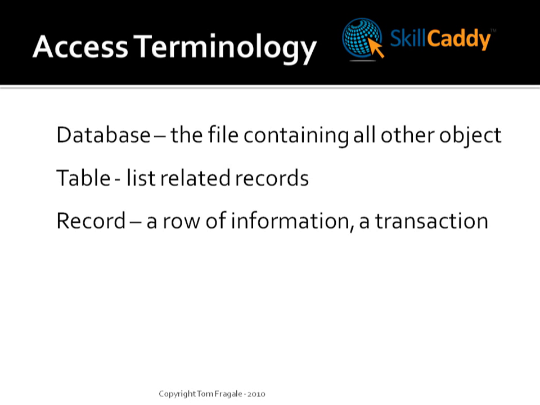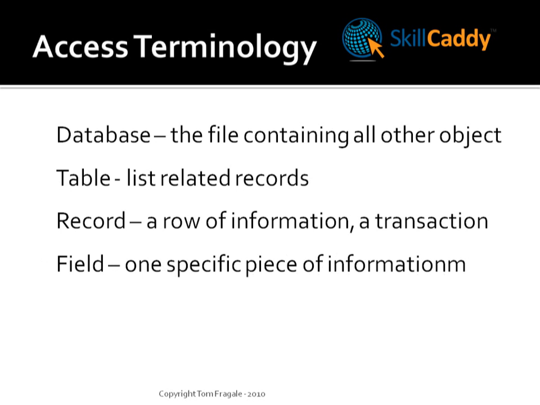Now a record is a row in the table. It's going to be a row of information that makes up a transaction. Each different row is a different record or a different transaction. Now a field is one specific piece of information. Maybe it's going to be name, address, telephone number, something like that.